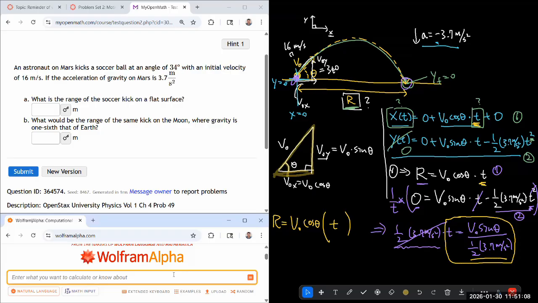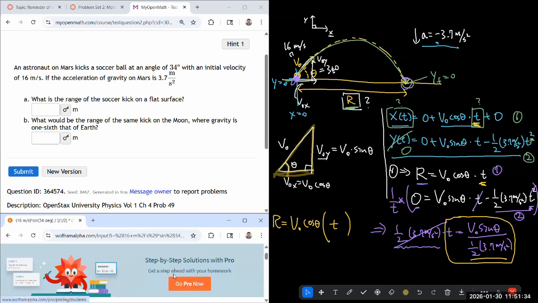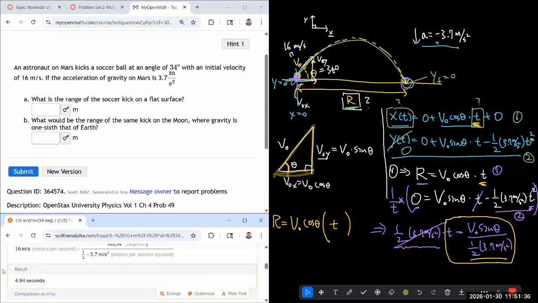So I have v naught 16 meters per second. I'm going to put in all the units. Wolfram Alpha will work out the units. I don't really have to, but let me do it this time. Sine of 34 degrees, that's my initial angle, divided by 1/2 times, let me just make sure this is grouped, 3.7 meters per second squared. That's the entire denominator for t. So if I press enter, that'll give me the t. And it gives me time in seconds. That's what tells me that I probably didn't make an algebra mistake. 4.84 seconds.